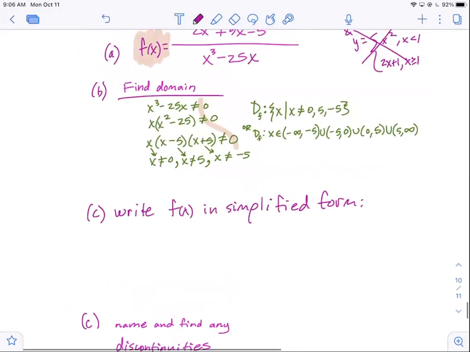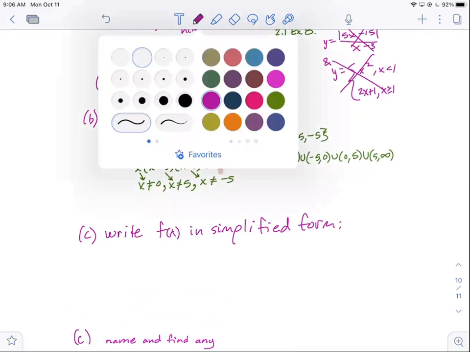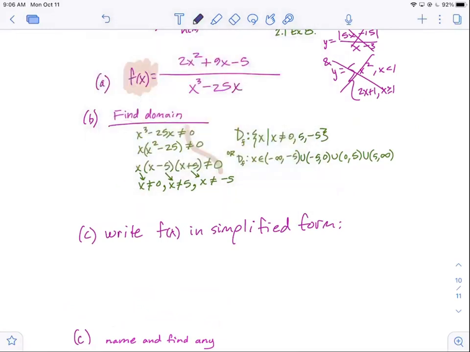Now, simplified form would basically be factored form with anything divided out. So let's go ahead and write it first in factored form, because factored form is on the road to simplified form. f of x equals, we know the bottom already is x times x minus 5 times x plus 5. And don't forget the f of x equals. Now I've got to factor the top.